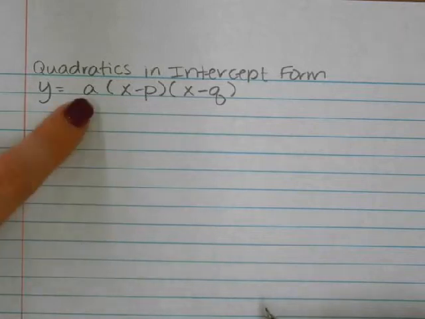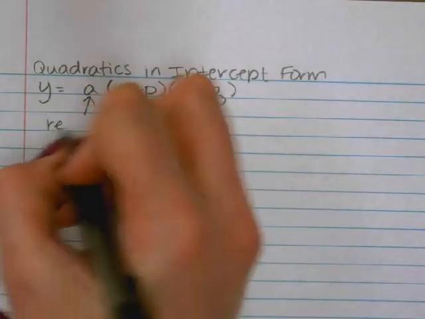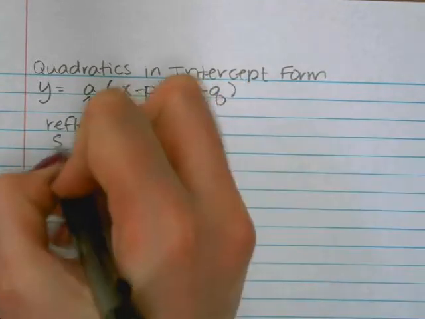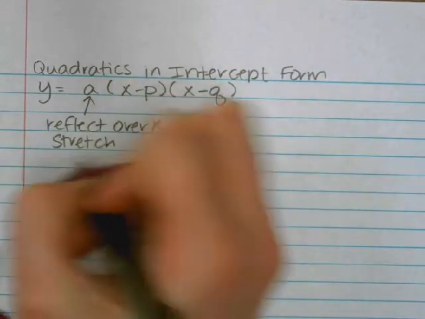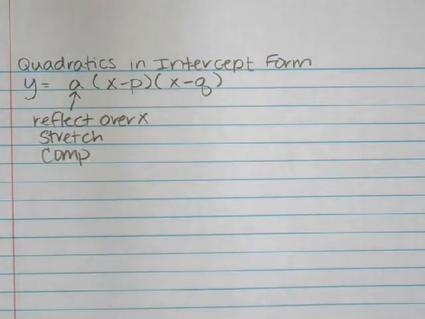However, this a here in the front still tells you what you're used to a telling you, and that means it can tell us if the graph is reflected over the x-axis. It can tell you if there's a stretch, and it can tell you if there's a compression. So that's going to be the same as what we've seen before.